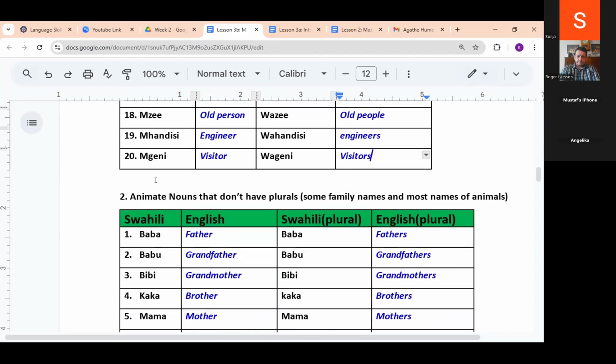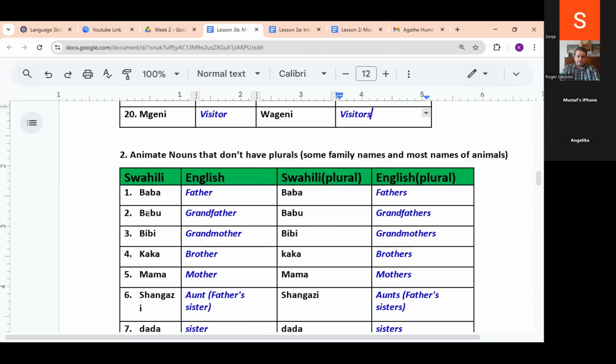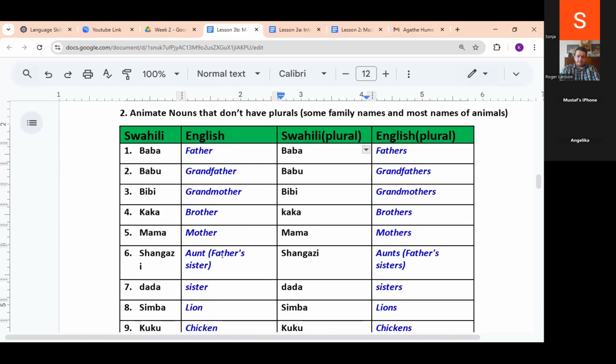Asante. Animate nouns that don't have plural form. Some of these are animal family names and most names of animals. They don't have plural forms. Okay, 1 to 6. Dada Sonia na dada Angelica, karibu. Baba, babu, bibi, kaka, mama, shangazi. Asante sana.